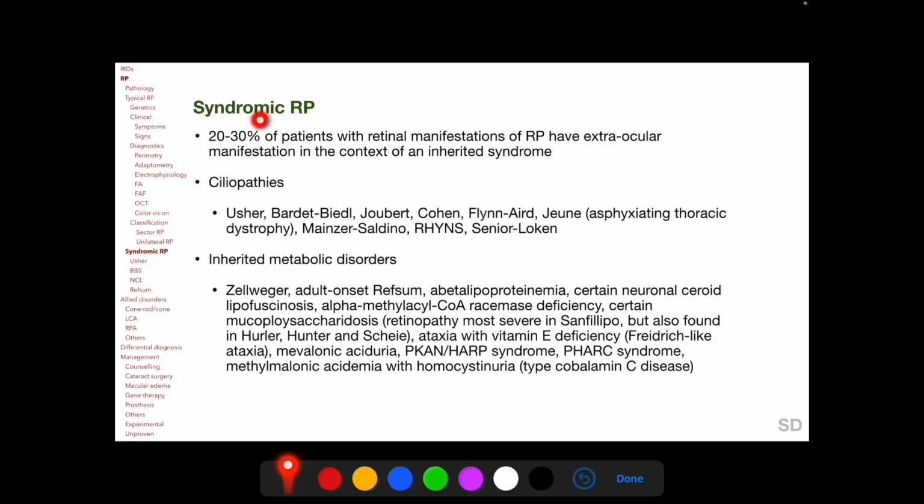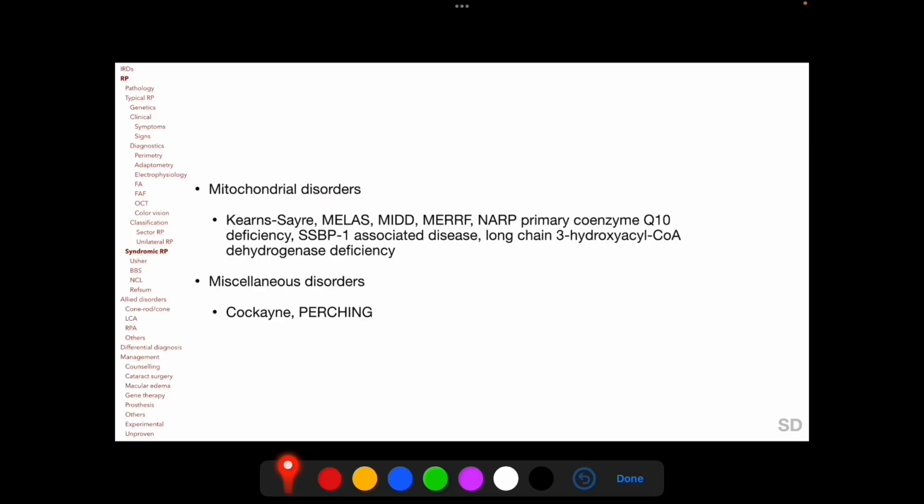Others include a large number of disorders with varied pigmentary retinopathy in syndromic retinitis pigmentosa and classify them into ciliopathies such as Usher syndrome and Bardet-Biedl syndrome, inherited metabolic disorders such as Refsum's disease and neuronal ceroid lipofuscinosis, mitochondrial disorders such as Kearns-Sayre syndrome, and miscellaneous disorders such as Cockayne and Pershing.